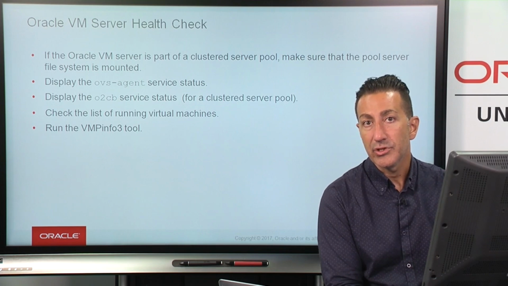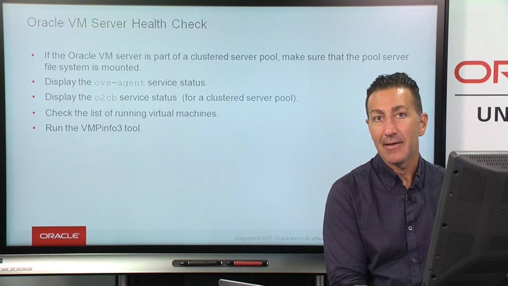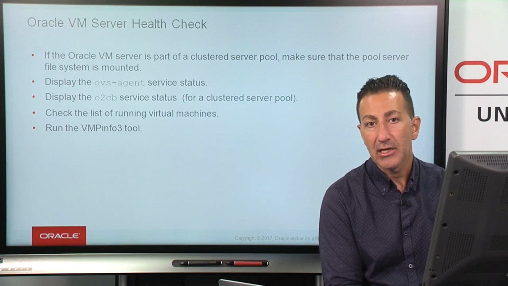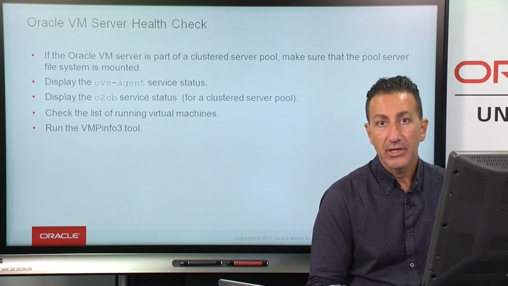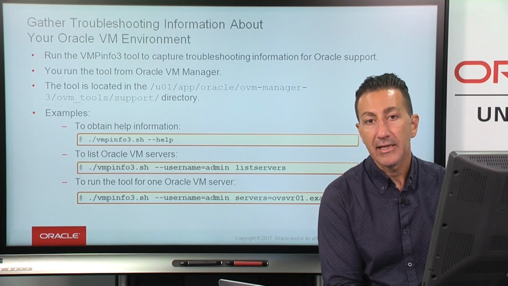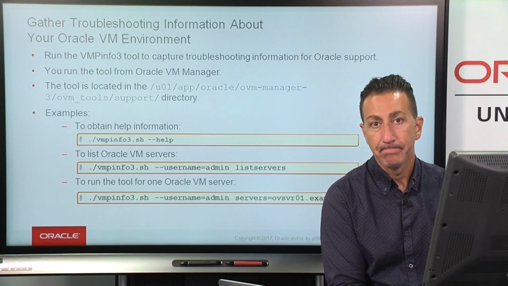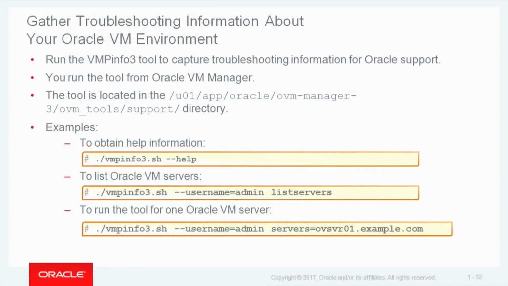You have the option to do so using the Oracle VM Manager user interface, the CLI, or for example the xm command when you connect to a specific Oracle VM server and run the vmpinfo3 tool. For this tool, you will get additional troubleshooting information. We have developed this tool to capture this troubleshooting information, and it's mainly useful for Oracle support engineers. So you run this tool from the Oracle VM Manager.